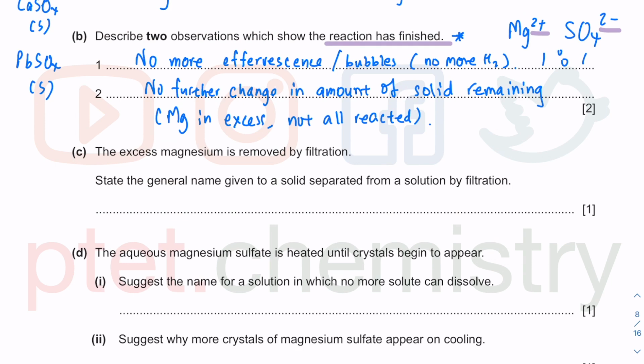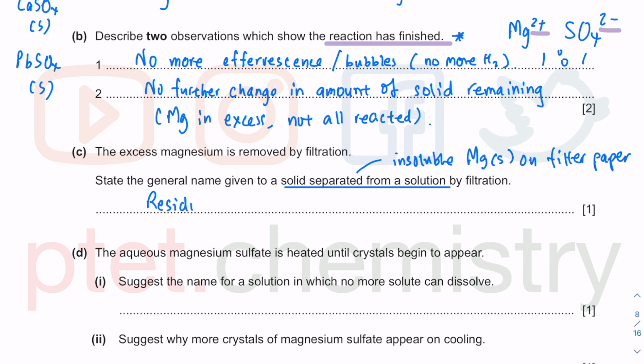What is the name given to this solid separated from a solution? So this is the insoluble magnesium metal collected on the filter paper. This is the solid that gets left behind on the filter paper. That's called residue. So when you have a filter funnel, the funnel will have a filter paper on top, then these are your residue left behind on the filter paper, and you will have a liquid that passes through. That is what you call a filtrate.